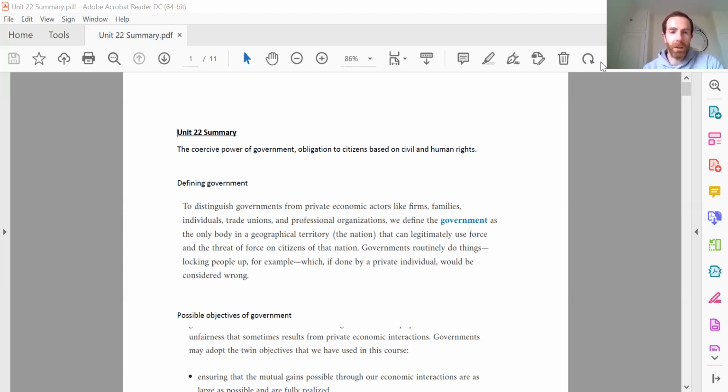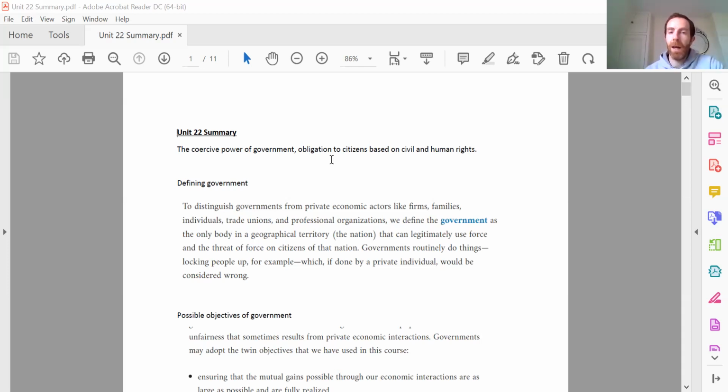So to begin with, the definition stuff. What do we mean by government? We can define it as the only body in a geographical territory that can legitimately use force and the threat of force on citizens of that nation. That sounds quite malicious, but in essence, it means that the government is able to get people to do things. It can force people to do things by putting in place laws and punishments for people who break those laws, so that people follow certain rules. That's what we mean by a government, the body that can put that in place.